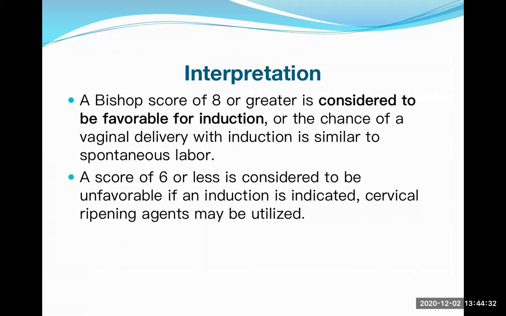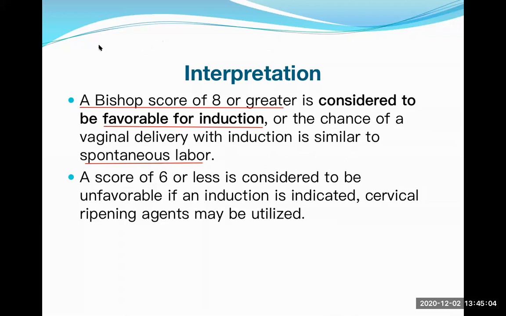After adding all these scores, if a Bishop score of 8 or greater is found, then it is considered to be favorable for induction. That's why we are doing this. So a Bishop score of 8 or greater is considered to be favorable for induction of labor. And that means the chance of a vaginal delivery with induction is similar to spontaneous labor.